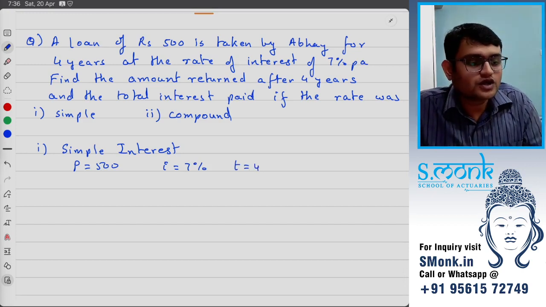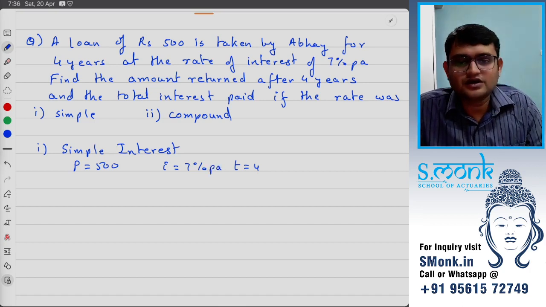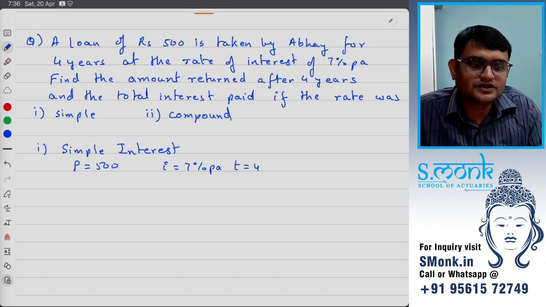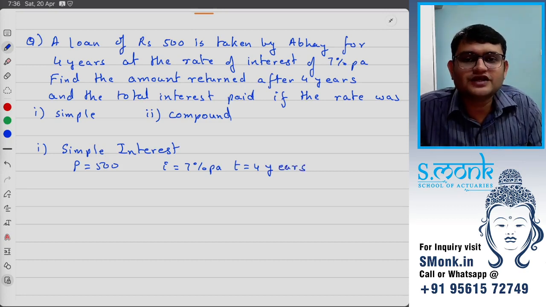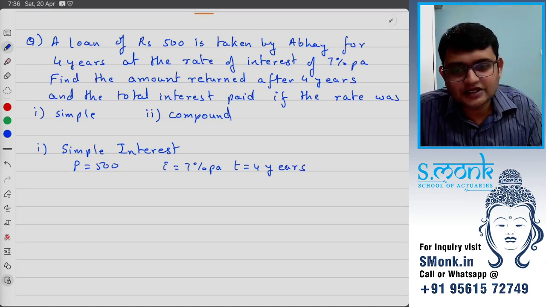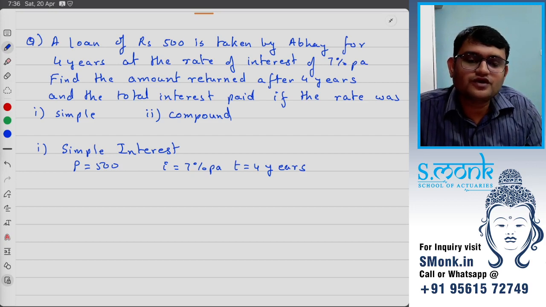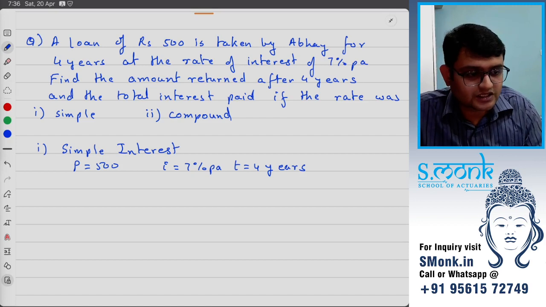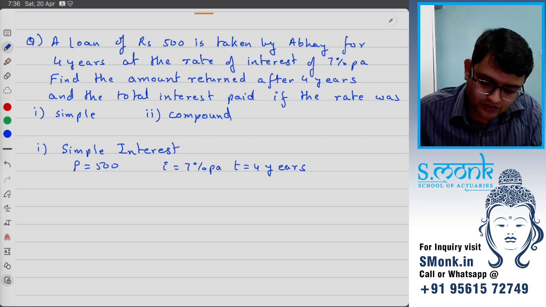Now whenever we are talking about simple interest, it's very important that the units of rate of interest and units of time match. So if the rate of interest is given per annum, that means per year, then the time should also be in years. If the unit of rate of interest was per month, then we would have taken time in months, right? That is how we should match the units. That's going to be very important.